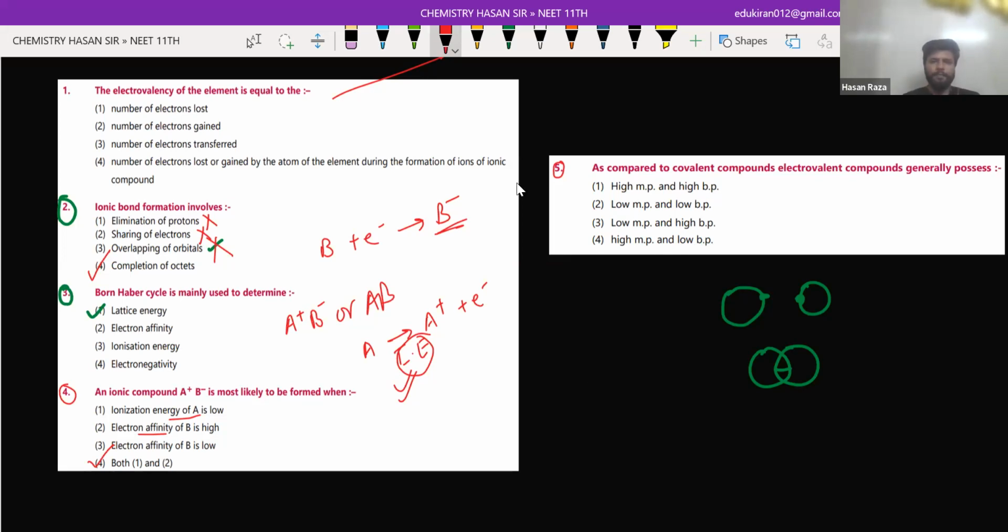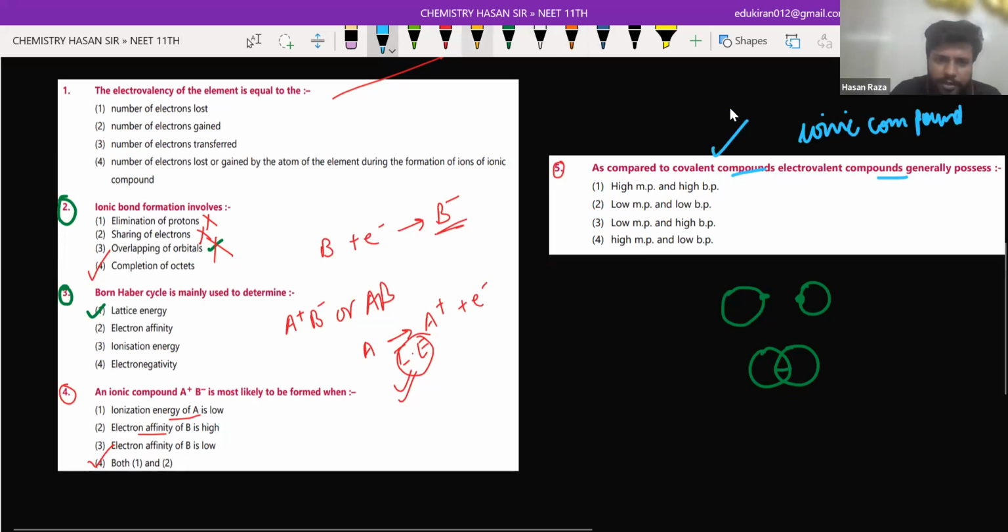No, sir. Okay, as compared to covalent bond, electrovalent compounds, due to the force of attraction due to the charges, that means ionic compounds, are stronger. Our ionic bond is stronger than covalent bond. If the bond is stronger, that means high melting point and high boiling point. So the answer will be 1. Very simple it is.